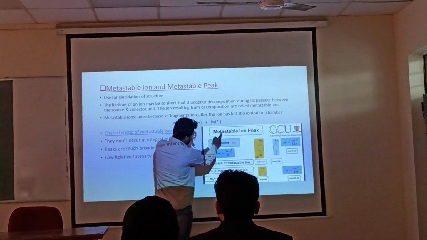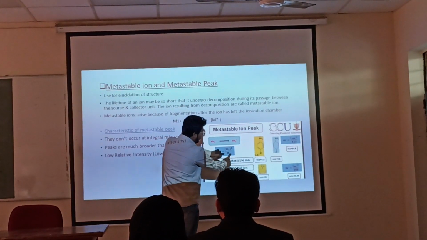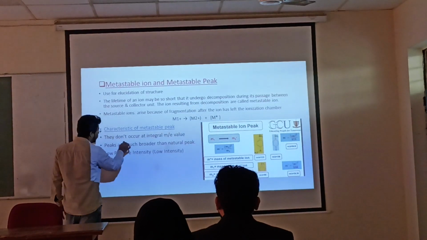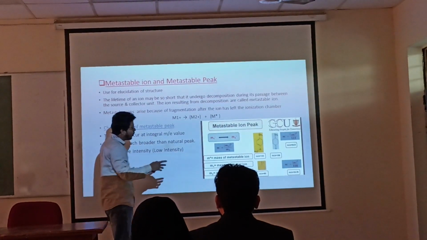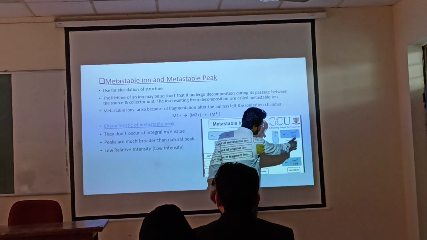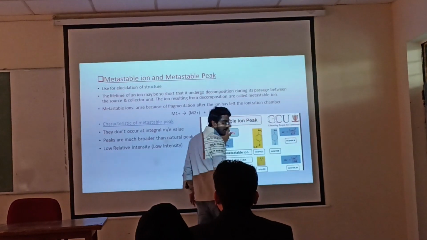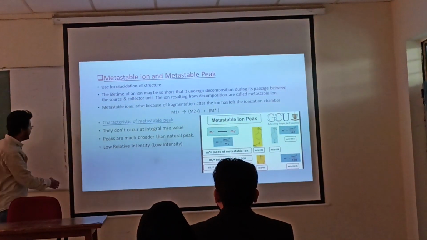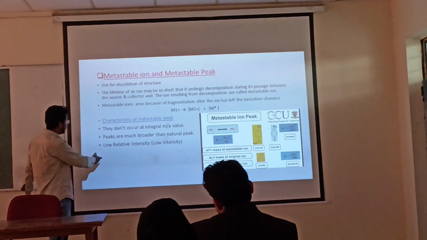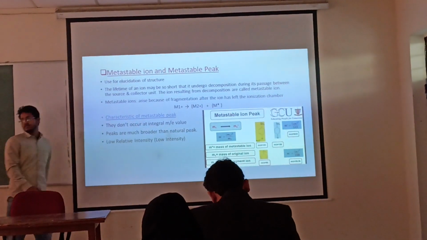So basically the mass will be the m/z ratio. M* is equal to M2 squared upon M1. The characteristic of the metastable peak is that it does not occur at an integral value, so you will always get a decimal. For example, calculating 108 squared upon 128, you get 94.8, and in this case you get 59.26. And the peaks are much broader. It means they will be diffuse, and the peak will be at relatively low intensity.